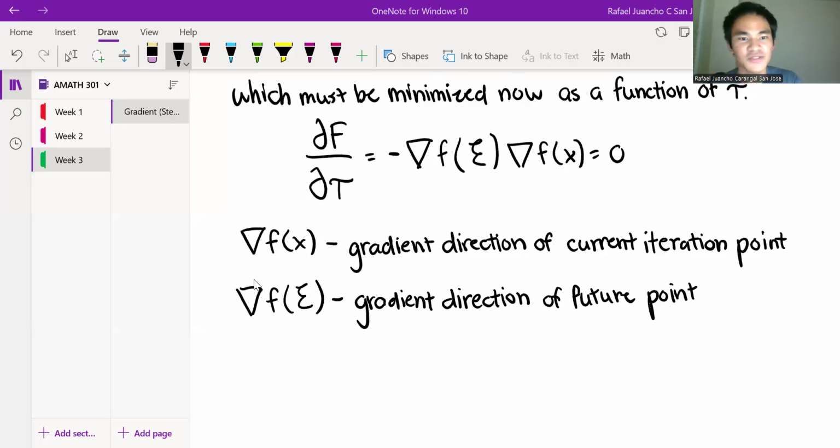And thus tau is chosen so that the two gradient directions are orthogonal, or perpendicular. There is some code here, which I'm actually gonna show.